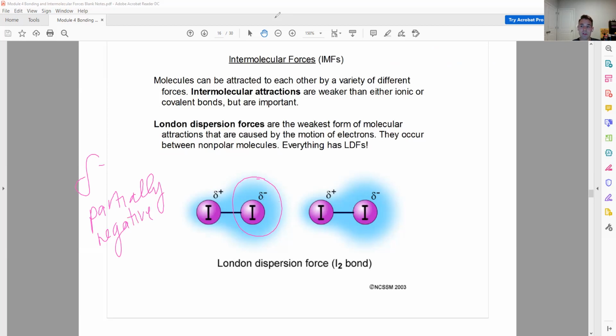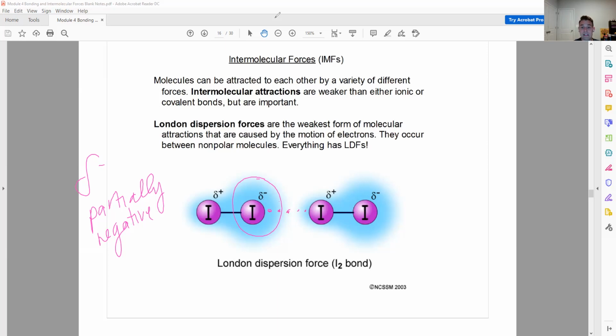And then once that happens, all the other molecules around it align in that orientation so that the partially negative iodine of one is attracted to a partially positive iodine of another. All right, and so you see those two things are going to be attracted to each other. So it's going to be between molecules.